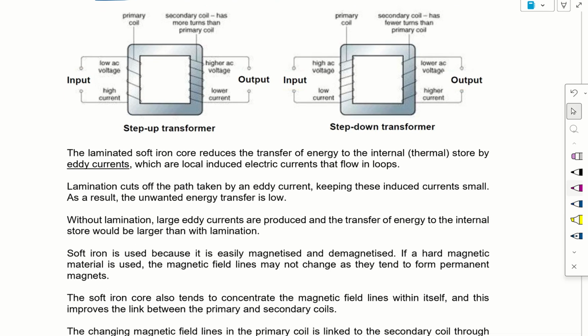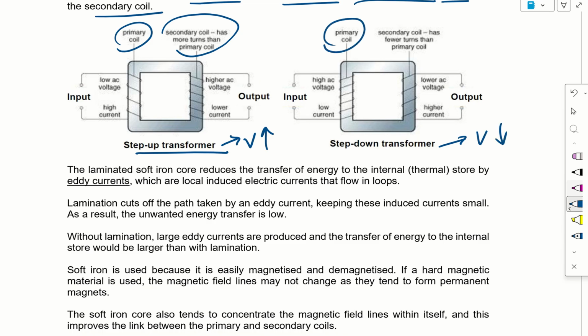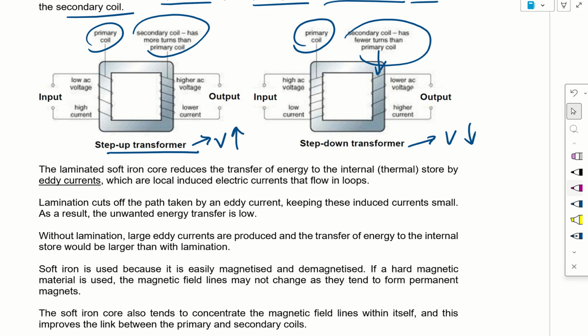Okay, so for a step-up transformer, for O level, the primary coil is always on the left hand side. The secondary coil will be on the right hand side. Step up means your voltage increases. We step up the voltage. Step down means the voltage decreases. And again, primary coil on the left hand side, secondary coil on the right hand side. This is the convention for O level. So we have step up and step down.